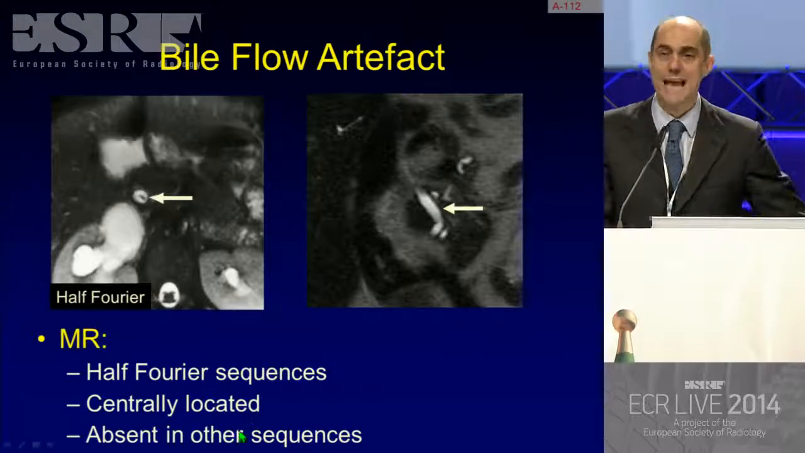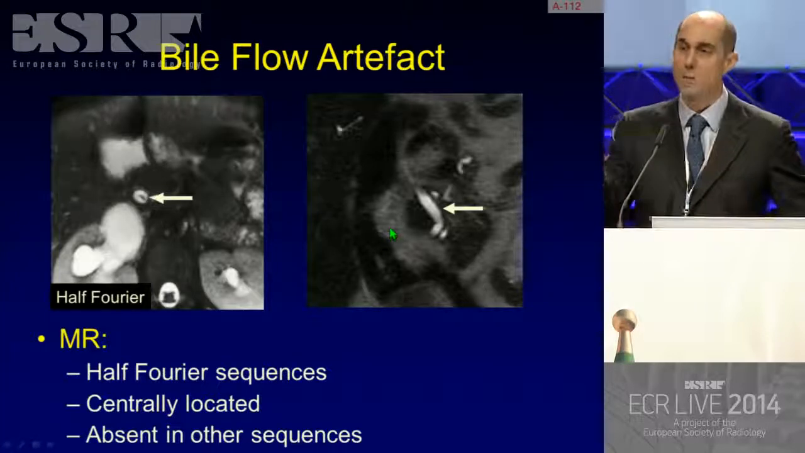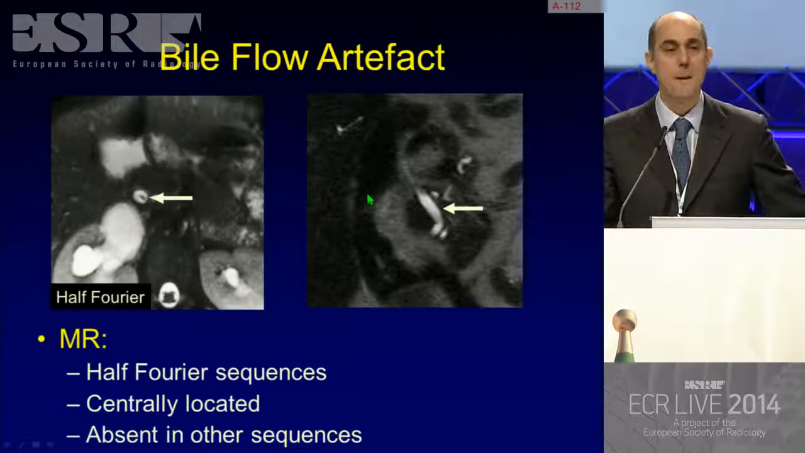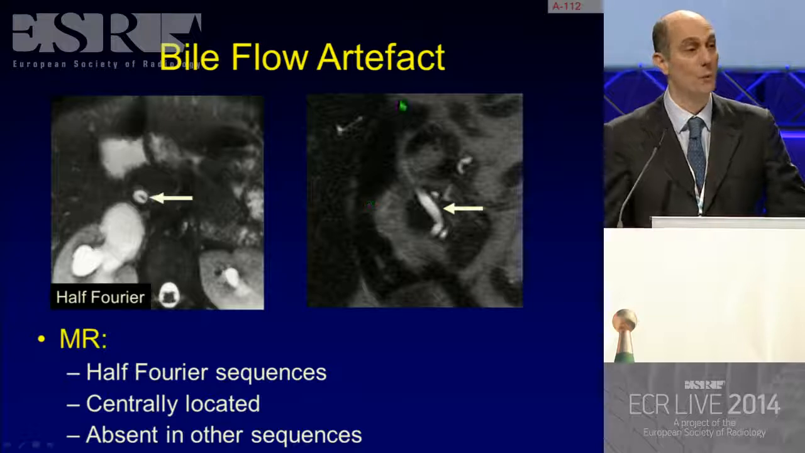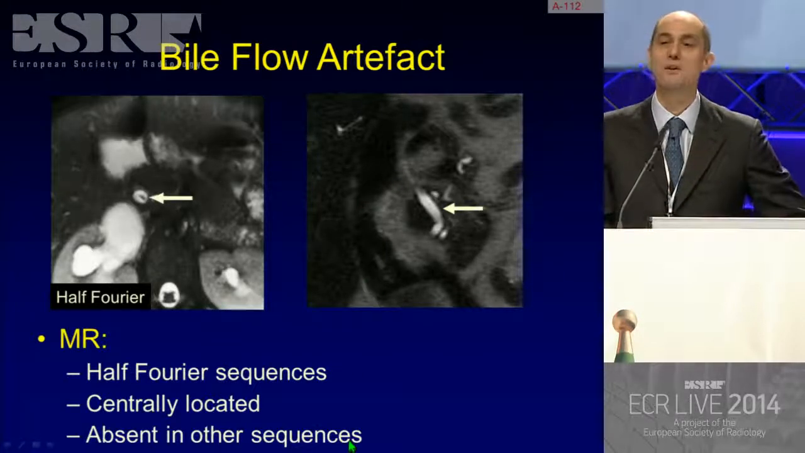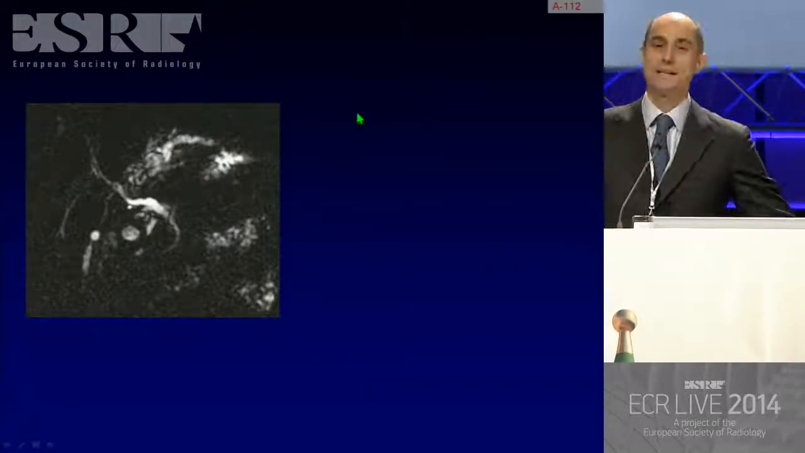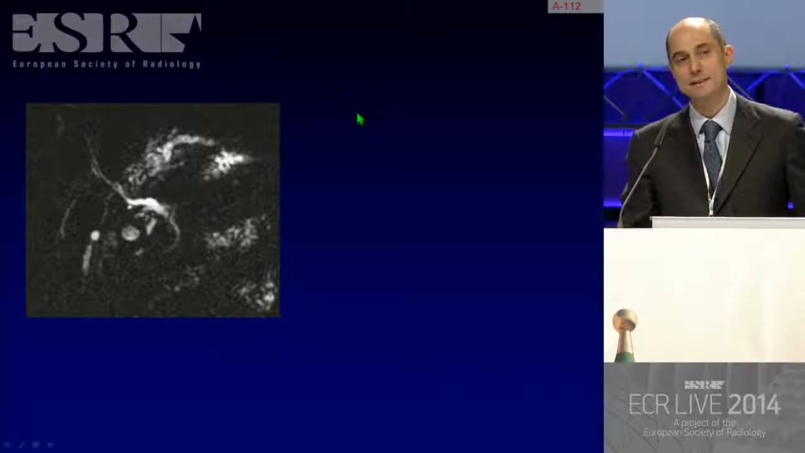And obviously, it's absent in other sequences in which the acquisition plane is not perpendicular to the flow within the bile ducts. And this is helpful. I think this is helpful to make a differential diagnosis. Let's see this other case. It's not exactly a pitfall, I would say it's a differential.